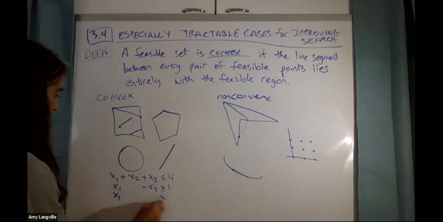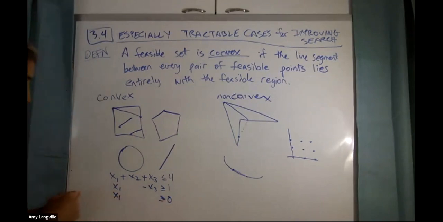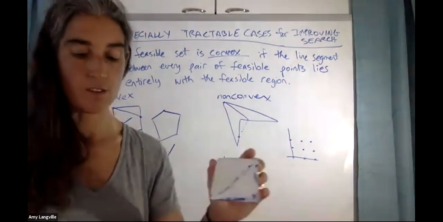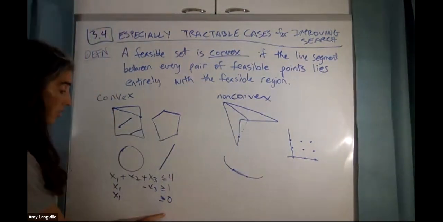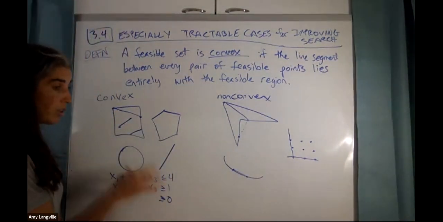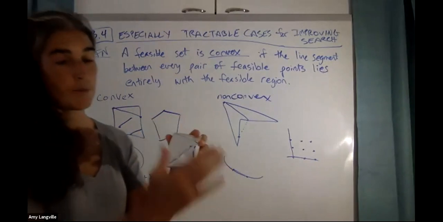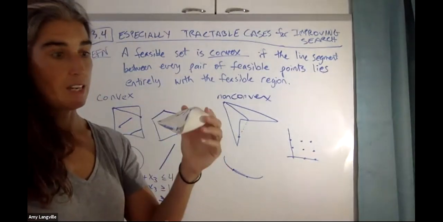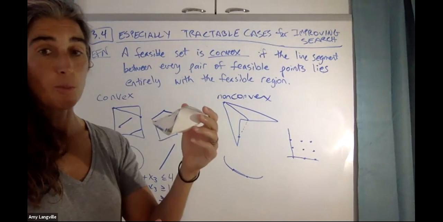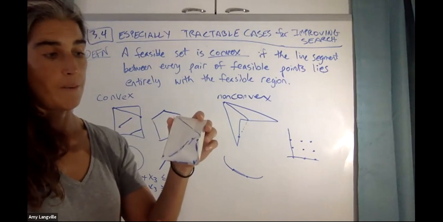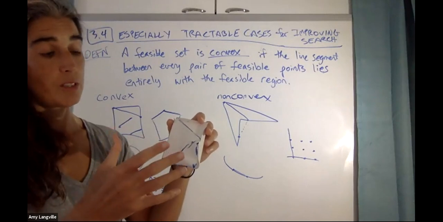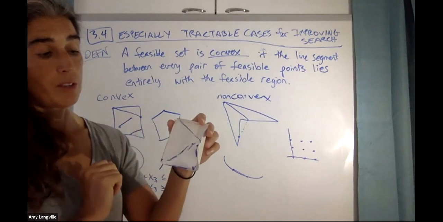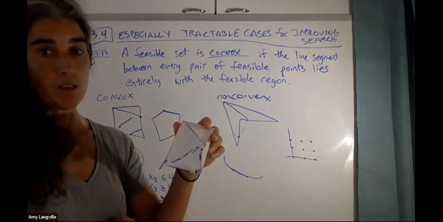X1 is greater than or equal to 0, right? All these half spaces intersect. Each one of these is linear, and the equality makes the face, the plane. So all these intersect and create the feasible region, which is a polytope in R3. This is convex. Any 2 points in or on this polytope, the line segment between them is within it.